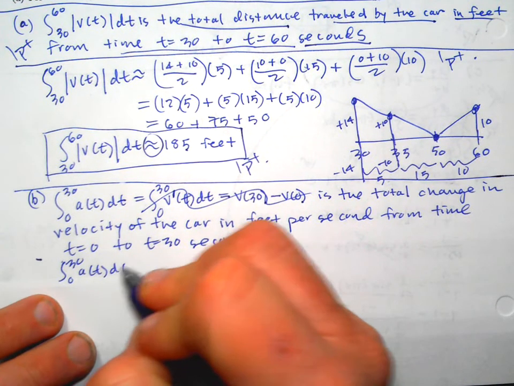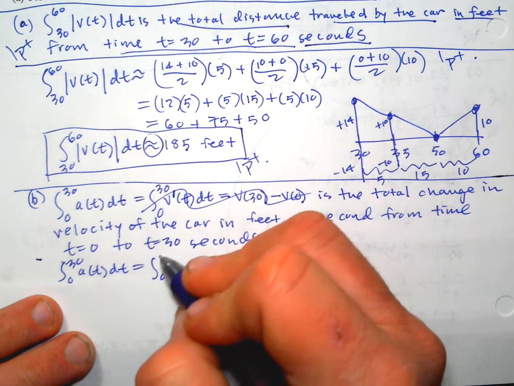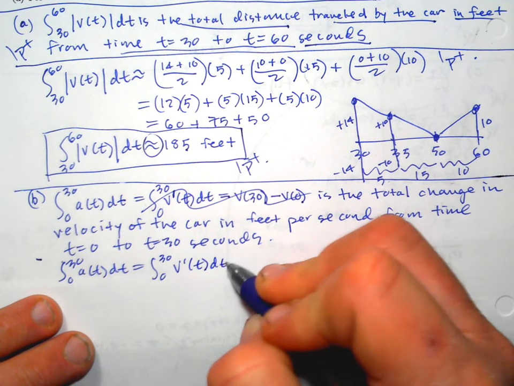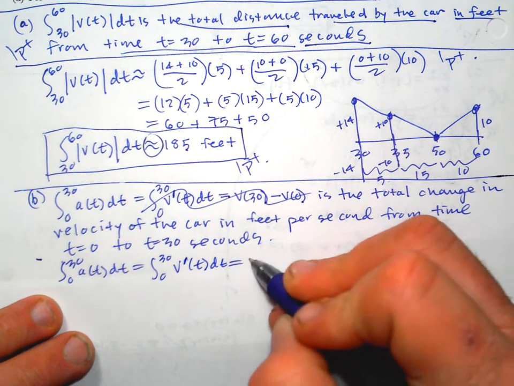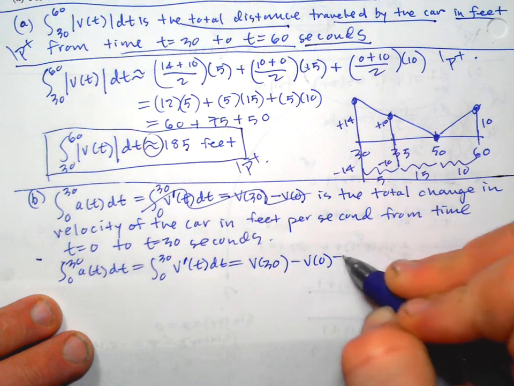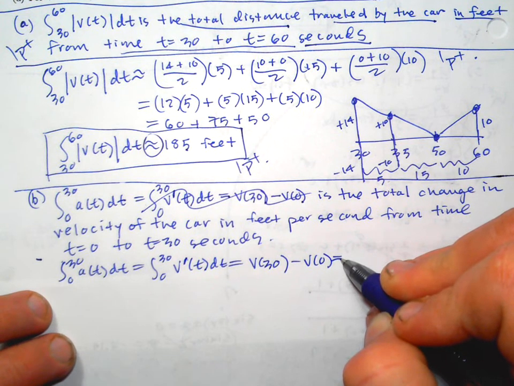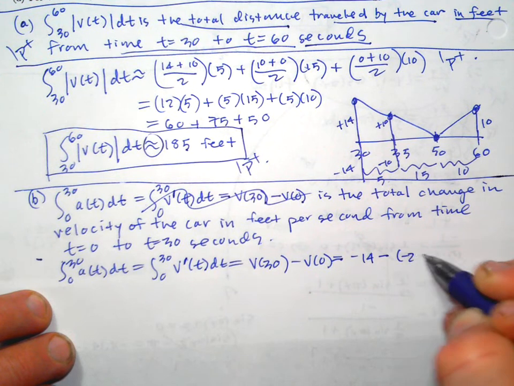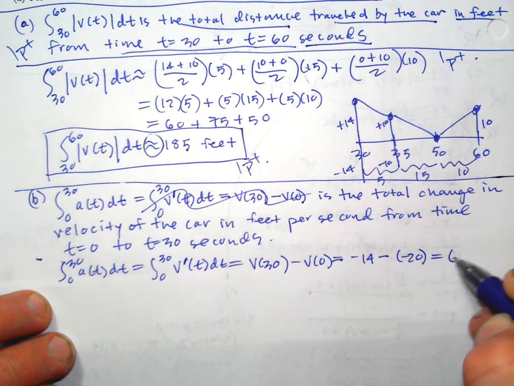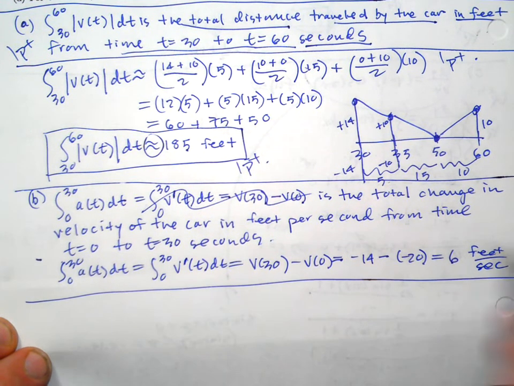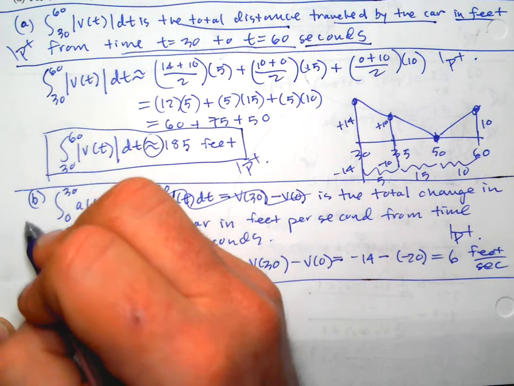So, like I just showed you, I actually already showed you the work. This is the integral of velocity. The antiderivative of acceleration is velocity, and then you plug the limits in, and these are values that we can just look up in the table. So these are actually exact. Velocity at 30 is negative 14. Velocity at 0 is negative 20. So that's going to be positive 6 feet per second. So that's a point. That's at least a point.